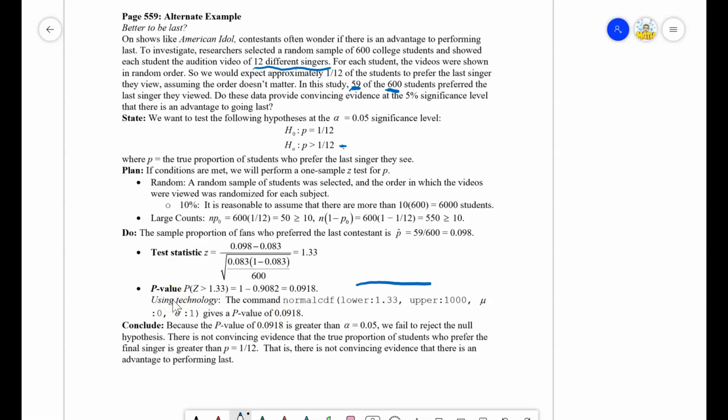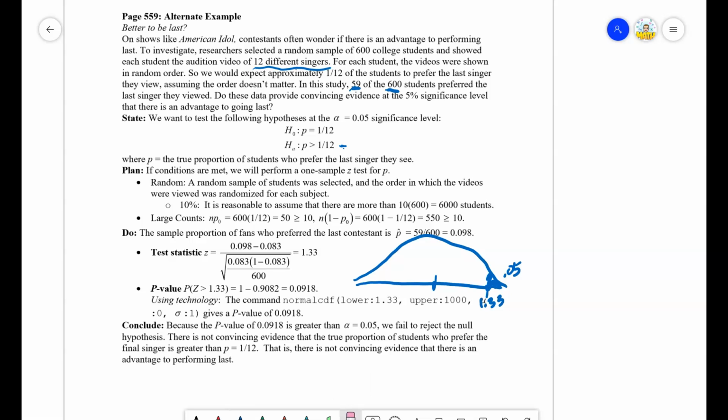So again, remember what this means. They're saying ahead of time that we will make a type 1 error 5% of the time. We'll reject H0 5% of the time incorrectly when it's actually true. Okay, so they get a test statistic of 1.33, and they're saying the p-value for 1.33 is 0.0918.